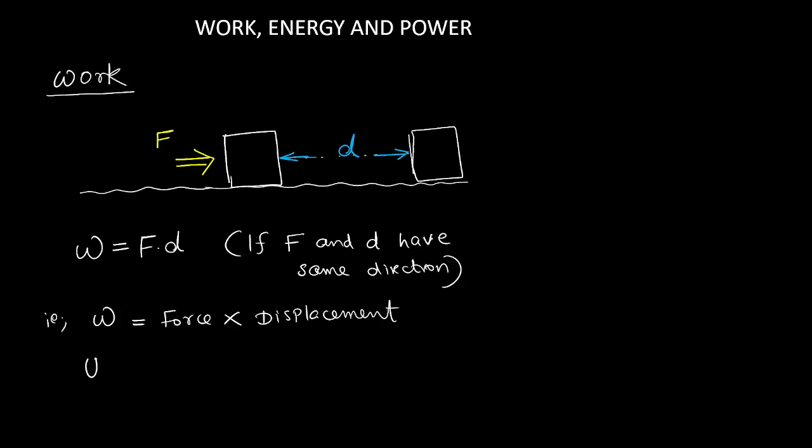So what is the unit of work? The force has the unit Newton. Displacement has a unit meter. Newton meter is one of the units, and it is defined as joules. The unit of work is defined as joules. It is also a unit of energy.